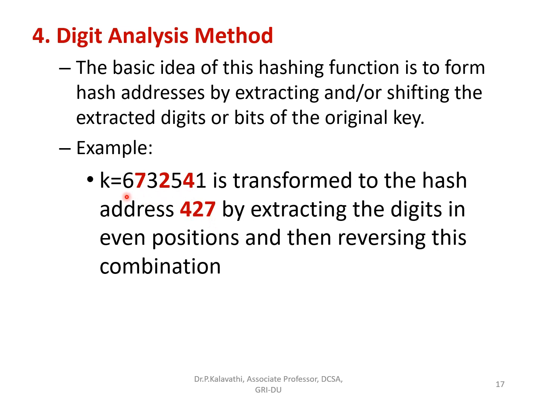So now in this case, 6 is in an odd position, the first position, 7 is in an even position, that is the second position. 3 is in the third position, an odd position, 2 is in the fourth position, an even position. So similarly, 7, 2 and 4 are the digits in the even positions. So it is 724. When you reverse it, we will get 427. So this is the address for this key k.